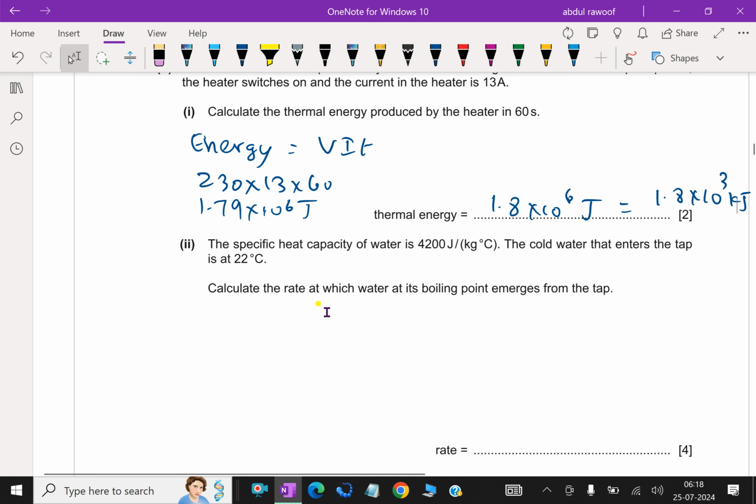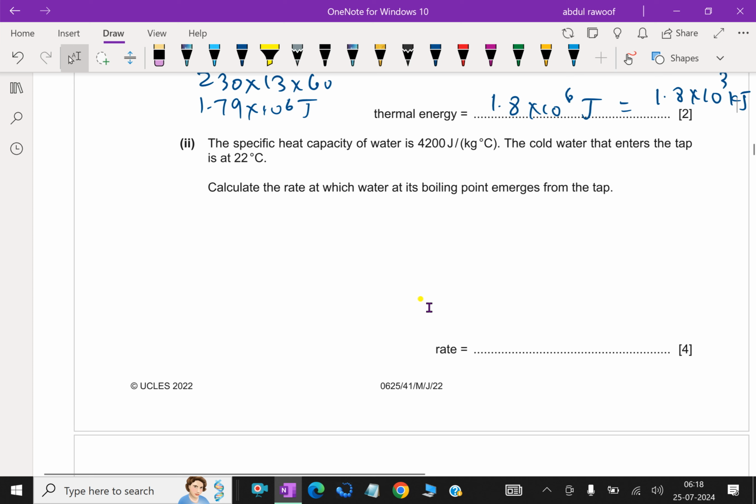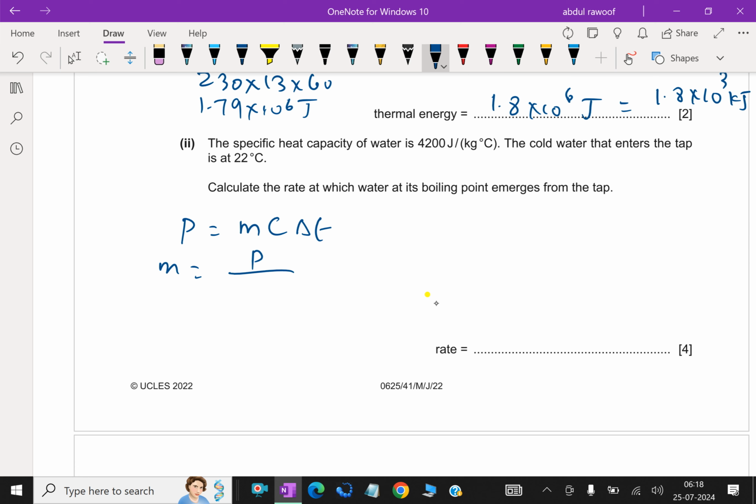The specific heat capacity of water is 4200 joules per kg degree centigrade. The cold water that enters the tap is 22 degrees. Calculate the rate at which water at its boiling point emerges from the tap. For this, heat energy equals mc delta T. This m equals energy by c delta T.